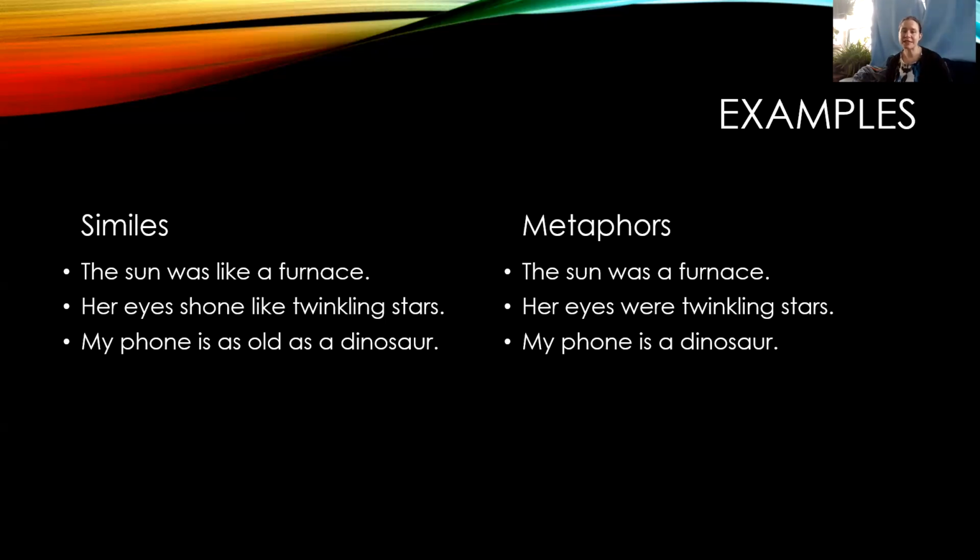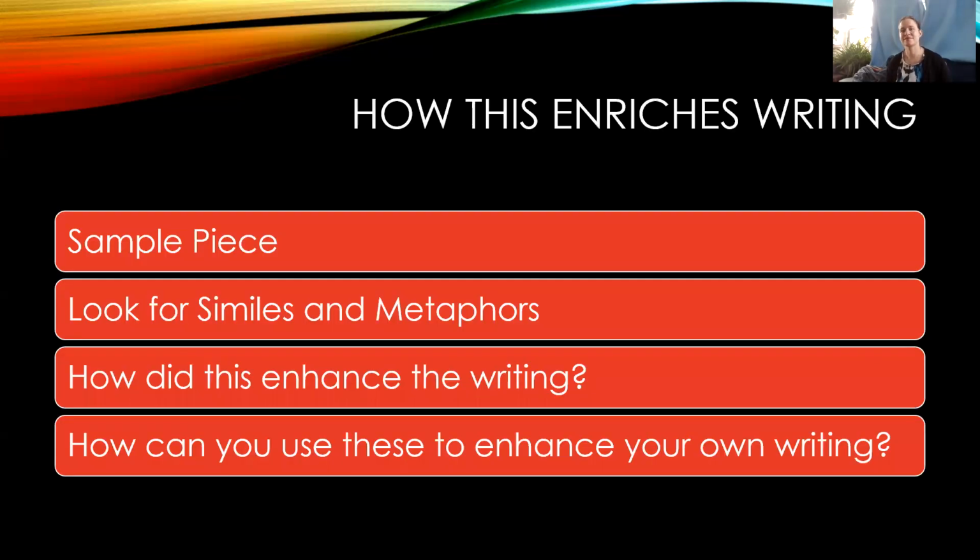The one you use will really depend on the tone you want to set for your piece and for that particular segment of your piece. Reviewing the braided essay Rect, I want you to consider the following questions. Find first a simile or a metaphor. When you find them, ask yourself how the simile or metaphor enhanced the writing. What did it do for you as a reader? And how can you use these techniques to enhance your own writing?